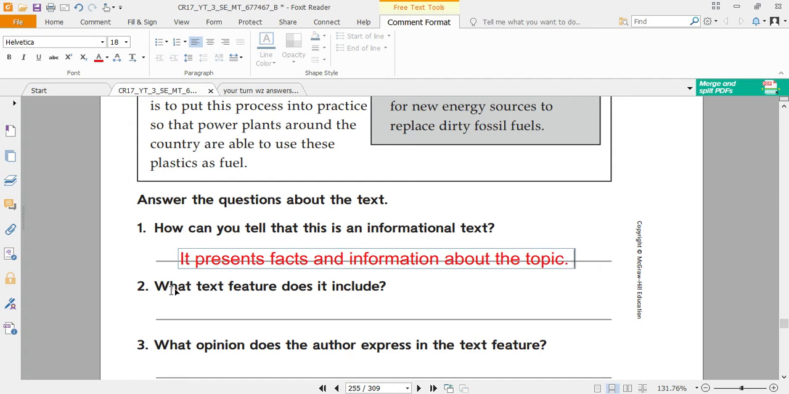Second question, what text feature does it include? So, do we have photos and captions? Do we have a timeline here? Do we have a chart? Do we have a map? Do we have a sidebar? Yes, this is a sidebar. The sidebar is a feature used to write some information or some tips.